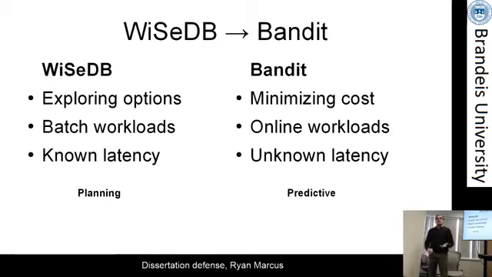Whereas WiseDB assumed your workloads came in batches that we knew ahead of time, Bandit will be a completely online algorithm. In WiseDB, we assumed we knew the latencies of the queries ahead of time, that they fell into various latency bins. In Bandit, we will not make that assumption. So we make a delineation: WiseDB is a planning system. It's a system you use before you start executing your workload to figure out what you want, and Bandit is a predictive system. It's a system you run online with your queries to try to minimize cost.